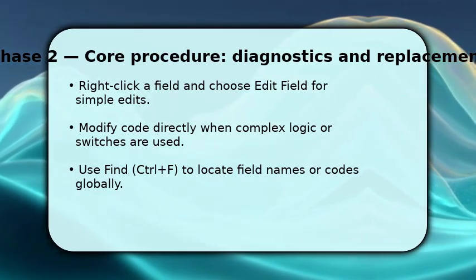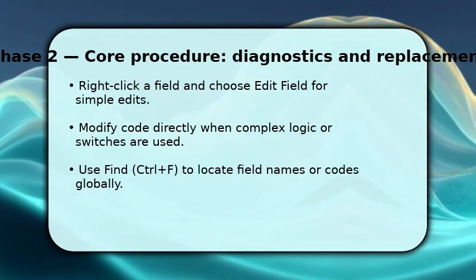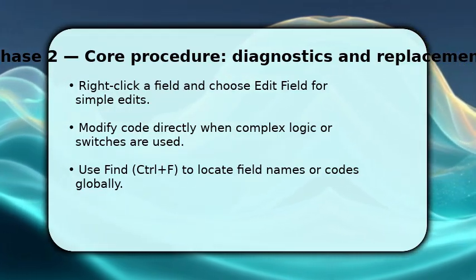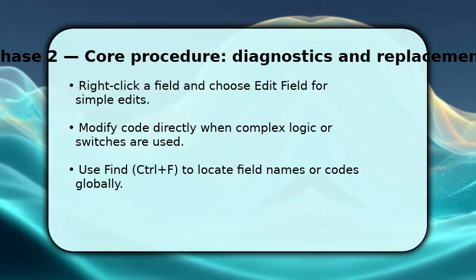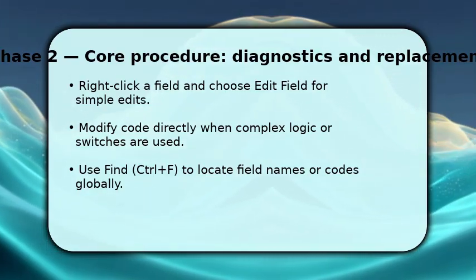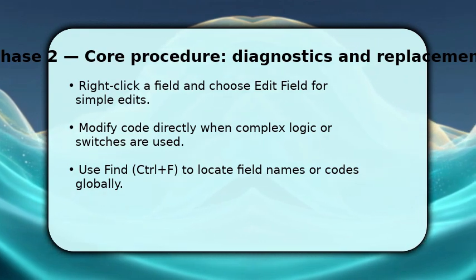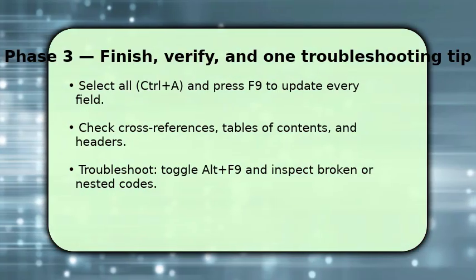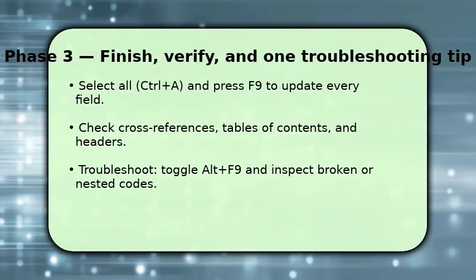Use Ctrl plus F to search for field names like author or merge field to apply consistent edits across the document. Once changes are complete in a region, collapse codes with Alt plus F9 to check visible output and prepare to update the results. You finish by updating every field so results reflect your edits.